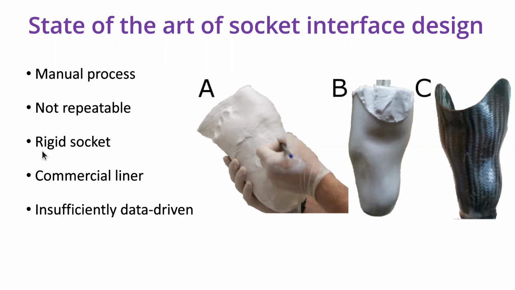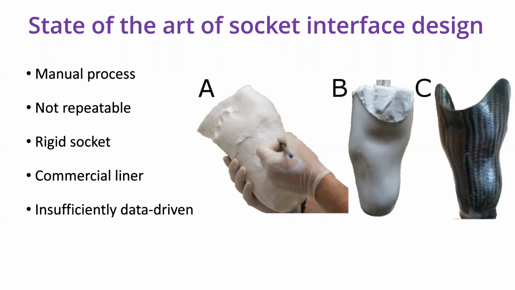And the sockets are currently mostly rigid and commercial liners. So one size fits all liners are used. What are liners? They're kind of like a rubber sock that is put on, which forms a layer between the skin and this very rigid socket to make it a bit more comfortable. Often it's sort of a soft silicon-like sock. So these methods are insufficiently data-driven, in my opinion.